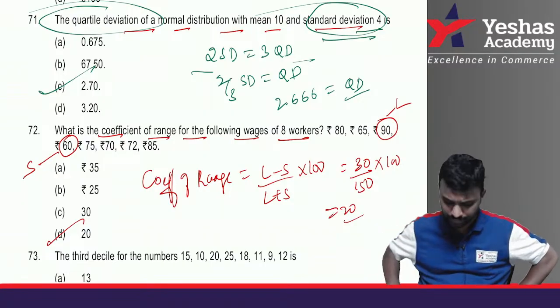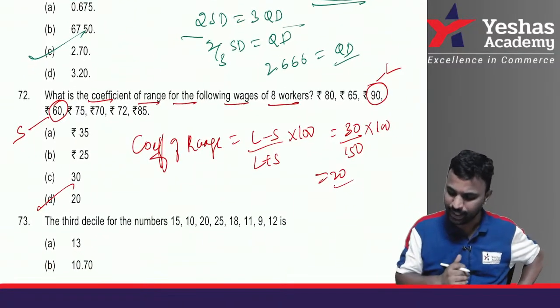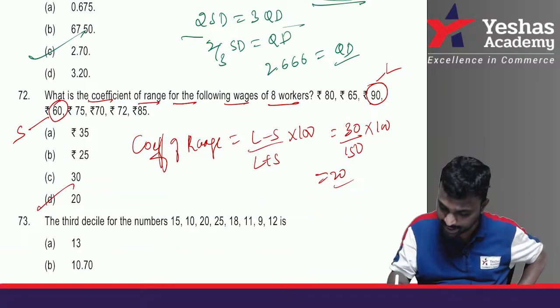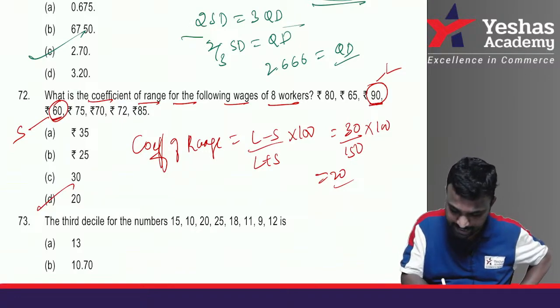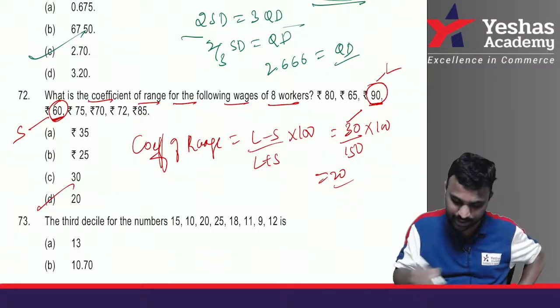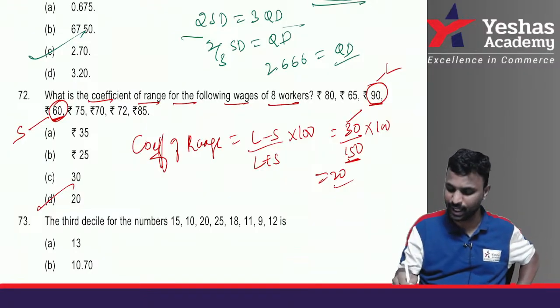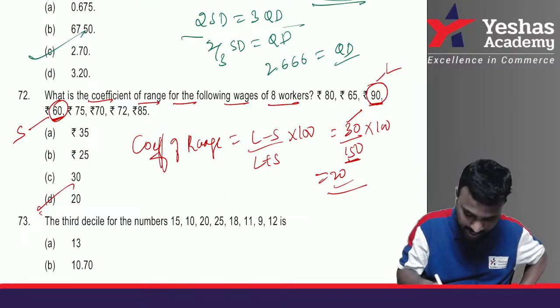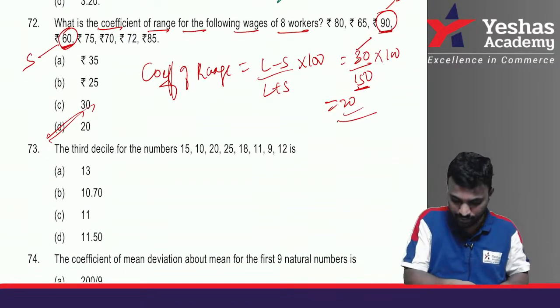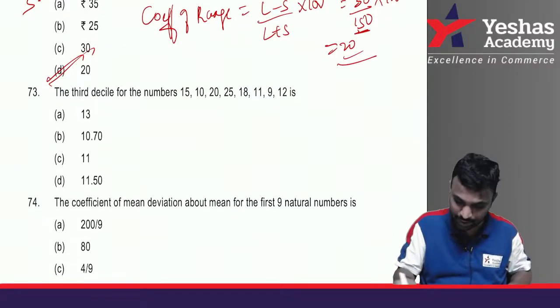Have you understood? It's 20 rupees basically. Is this clear? So the highest value is 90, the lowest value is 60. 90 minus 60 is 30 and L plus S, 90 plus 60, is 150. So 30 by 150 into 100, which is 20. Option D is the right answer. Guys, have you all understood?